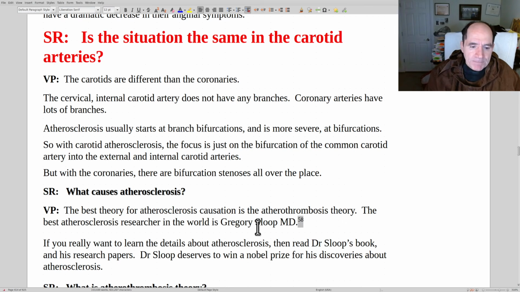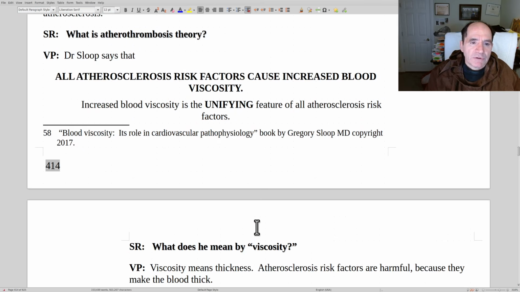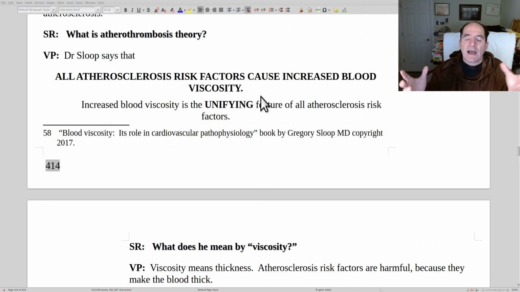Okay, let's continue on. What is atherothrombosis theory? So athero stands for atherosclerosis. Thrombosis stands for clot. Thrombus is just another word for clot. Dr. Sloop says all the atherosclerosis risk factors cause increased blood viscosity, meaning they make the blood thicker. So this idea of a unifying feature of atherosclerosis risk factors is they make the blood thicker.